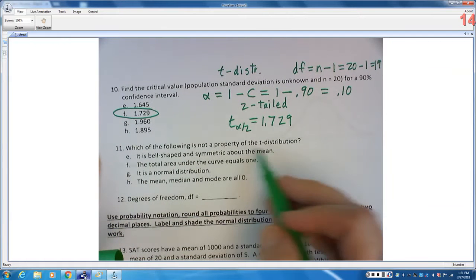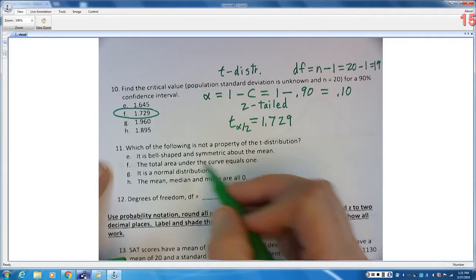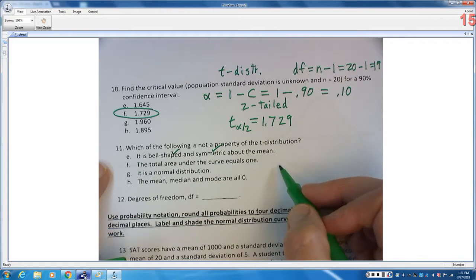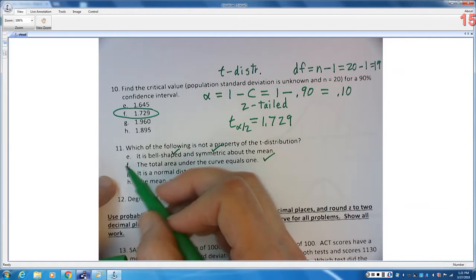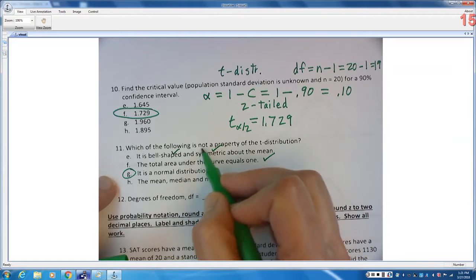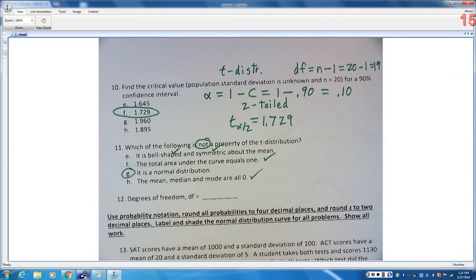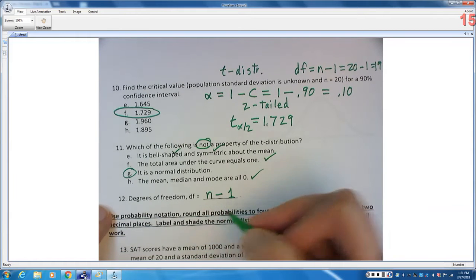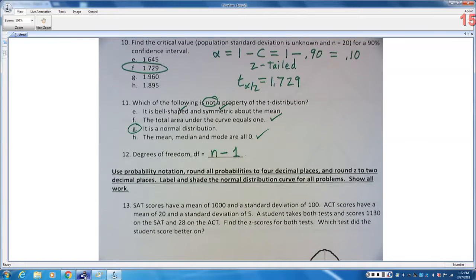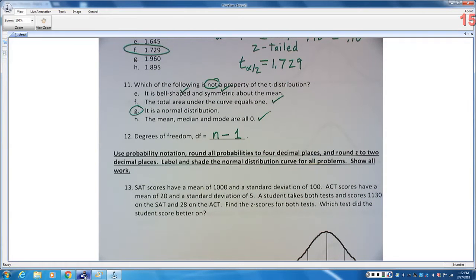Okay, so which of the following is not a property of the t distribution? The t distribution is still bell-shaped and symmetric about the mean. The total area under any distribution equals 1. It's not a normal distribution, so that's not a property. The mean, median, and mode are all 0. And then degrees of freedom, df, is n minus 1. So degrees of freedom, you use that for a t distribution.